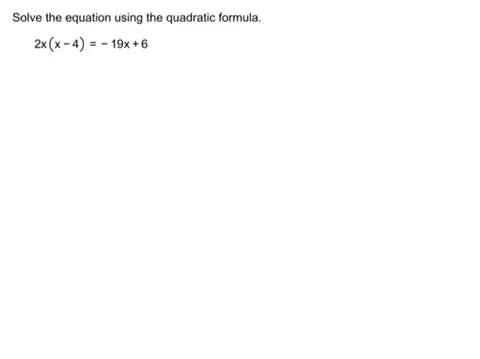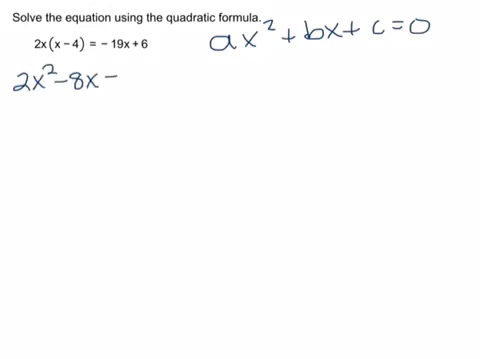So here we have to solve this quadratic equation using the quadratic formula. The first thing that we want to do is get our equation into the form that looks like this: ax squared plus bx plus c is equal to 0. So we'll definitely start by distributing through on the left-hand side. So that's going to give us 2x squared minus 8x, and then equals our negative 19x plus 6.